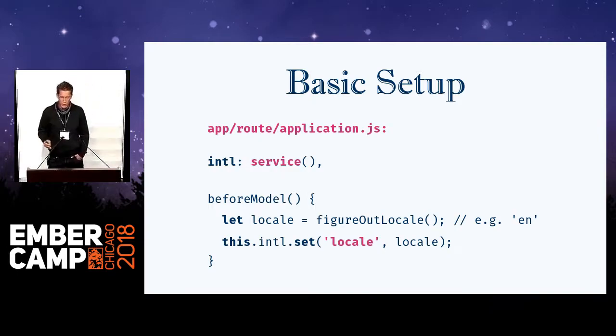And the usual way we do this is by using the before model hook in the application route. And you can see we have an imaginary figure out locale method there, or function, that would return something like en or de or I don't know, whatever locale you want to have. And you can basically do whatever you want there. You can check your cookies. You can do a database request to the backend, whatever you can imagine, basically. You can look at the browser headers. Once we figured that out, we set the locale property, and then we're finally ready to use the service.